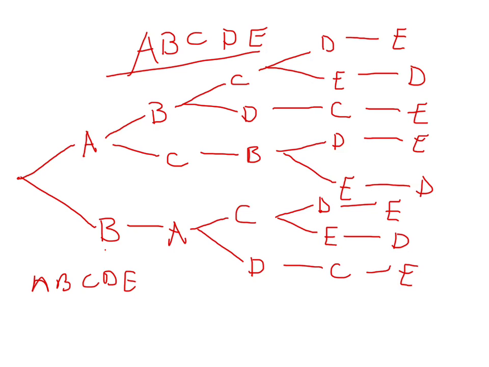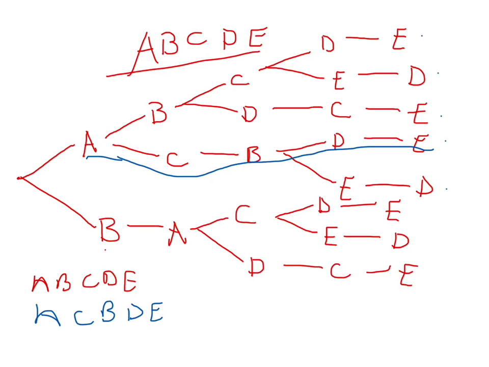And on the other hand, if we follow this branch, it's A, C, B, D, E. So if we want to write them all down, we would just follow each branch of the tree. But we can see by the ends that there's 1, 2, 3, 4, 5, 6, 7, 8.